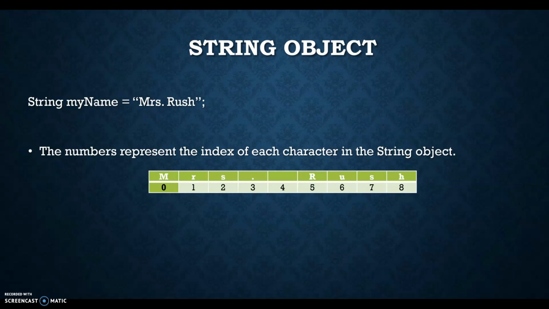An example of how we read this is the character at index position 5 of the myName string is the character capital R. Also, spaces and punctuation count as characters. We can see that the period after Mrs. is at index position 3, and the space that separates Mrs. and Rush is at index position 4.